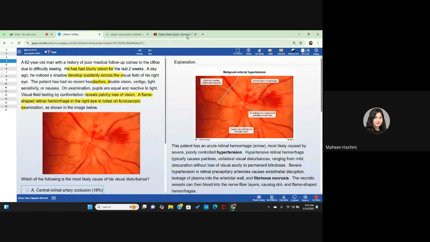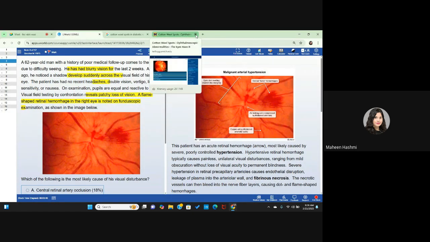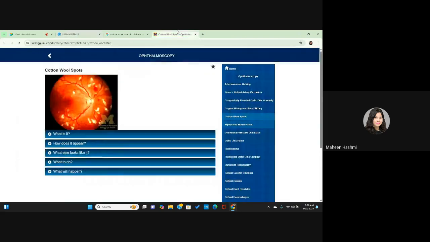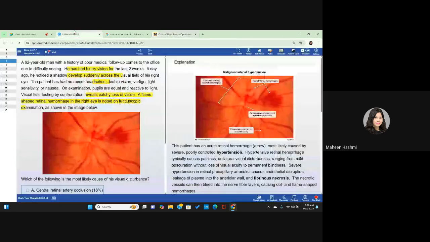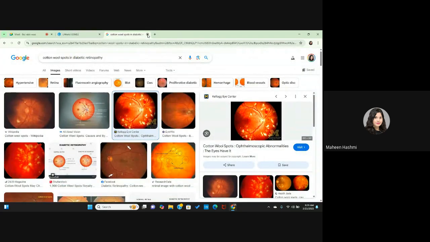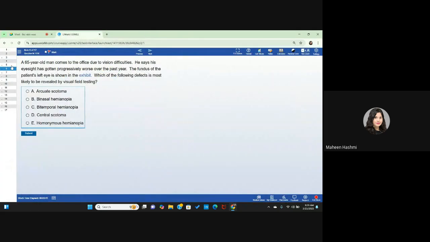I told you that they will always give you a fundoscopy. They won't be asking you without a fundoscopy. All right. But cotton wool spots is very distinct of diabetes mellitus. Like I told you, right? You see cotton wool spots over here, but you don't see them over here. But they can sometimes also be present because most of the times hypertension and diabetes go hand in hand. All right. Is it clear? Yes. Okay, got it.